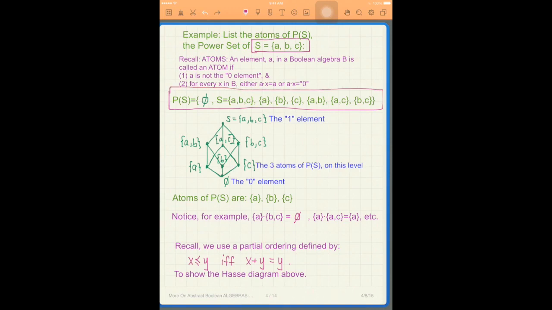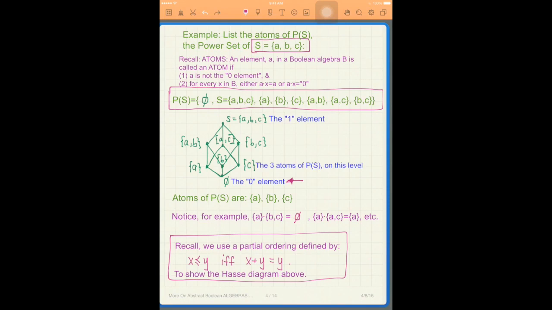So I want to figure out the minimal building blocks here. If I draw the Hasse diagram, remember we're using this for our ordering. So we're going to say one element of our set is less than or equal to the other element if and only if x plus y is equal to y. So if I look at this, I'm going to start here at the zero element down below. Remember, that's the empty set. Now that can't be an atom, but I'm going to put the empty set, the zero element, down below. And then I'm going to build this up, and I have set A, set B, and set C.